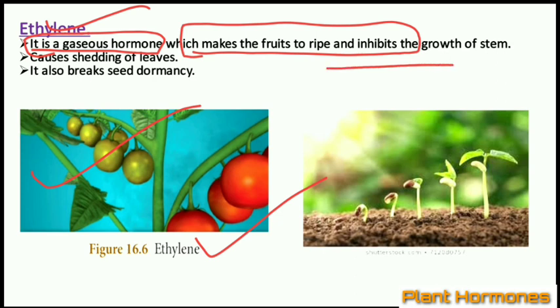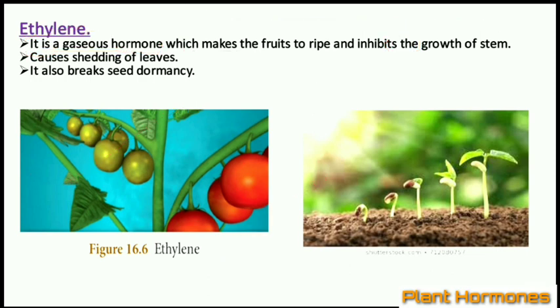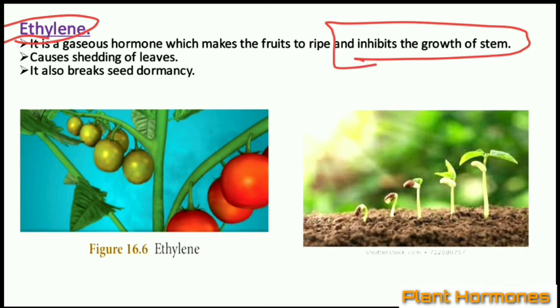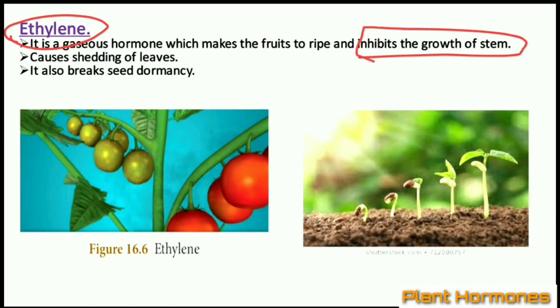When ripening is there, it inhibits the growth in the flower as well as in the stem. So ethylene also inhibits the growth of the stem. It causes shedding of leaves. It breaks the seed dormancy. You can see seed dormancy is broken and the seed has started germinating. So seed dormancy is sometimes broken by ethylene, as well as inhibition of stem growth is also done by ethylene.